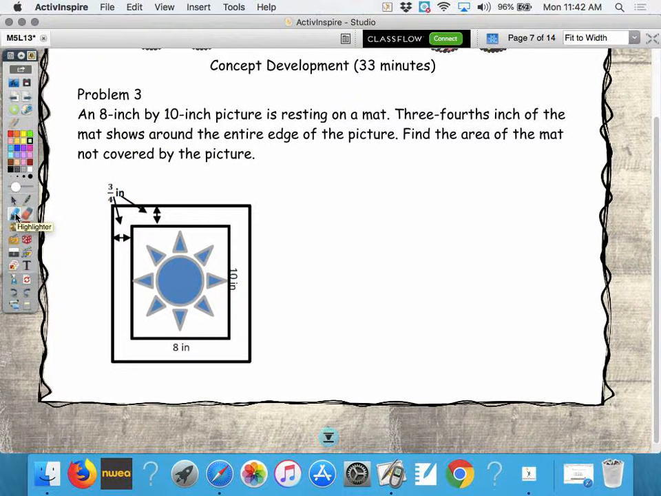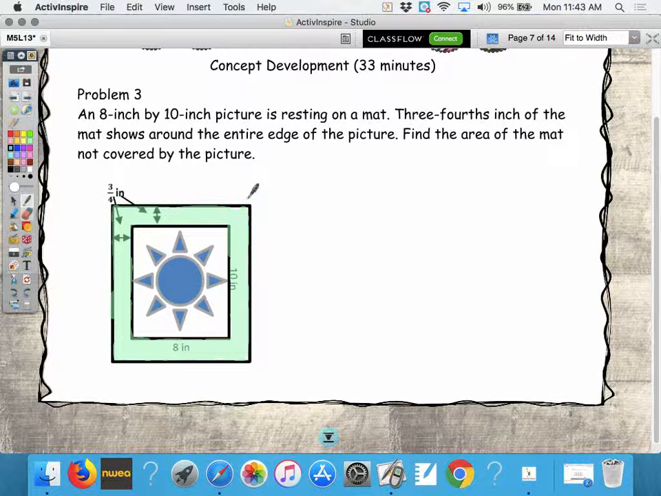So what I'm going to do right now is I'm just going to highlight what we need to figure out. This is the area of the mat not covered by the picture. Okay? So whatever I've highlighted in green is what we're going to have to figure out the area of. And that's going to be kind of hard. I can't just do 3/4 times 3/4, can I? Or can I? You can, but then I'd have to do it several times, wouldn't I? Because I'd have to figure out how long this is and how wide it is.